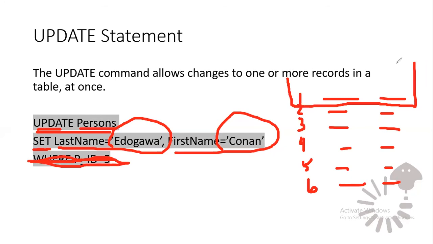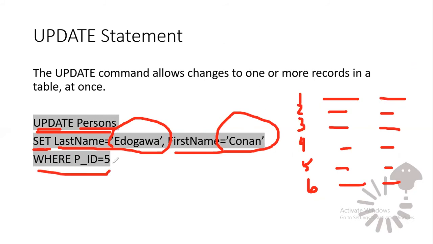Kapag ka wala yung where, bahala ka. Ang papalitan ko lang yung una. Yung una lang yan nakita, yun yung i-edit niya. Hindi naman ito yung gusto kong i-edit. Ang gusto kong i-edit mo is yung 5, the PID or the record number 5. So, hanapin niya yung ID 5.